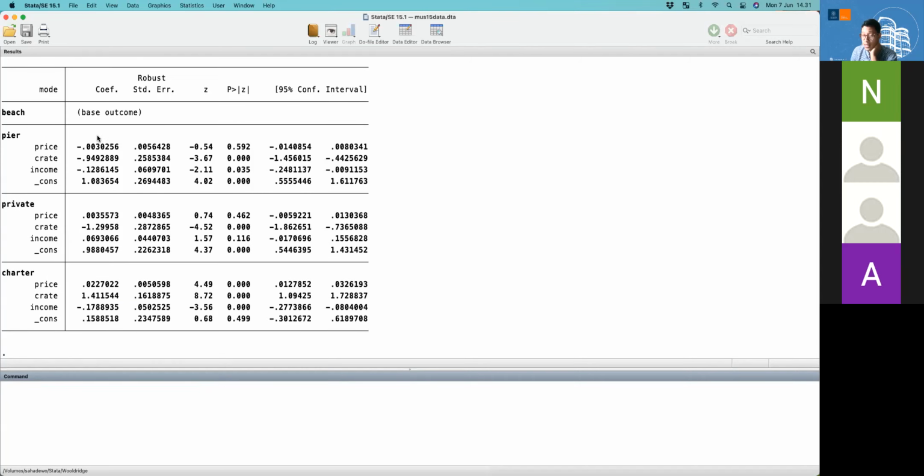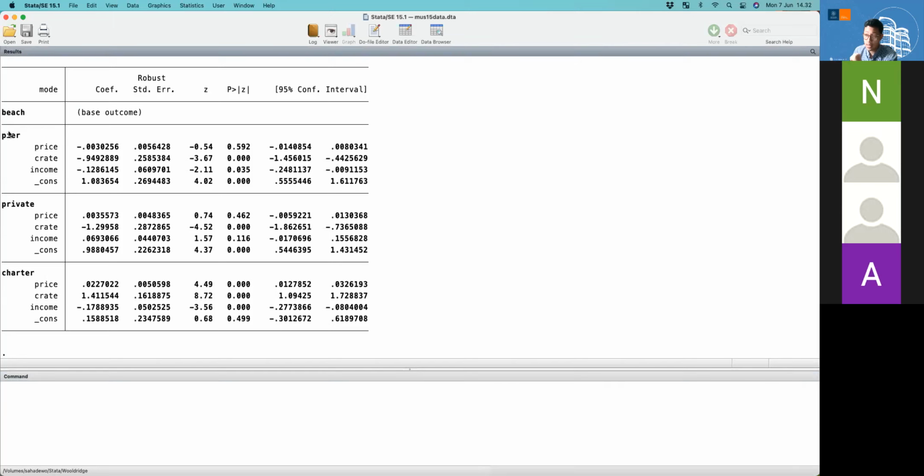So if you look at the regression result, you won't be able to identify the estimation for the beach. Why? Because in a multinomial Logit model, you're just going to estimate M-1 alternatives. Okay, since beach is already the base, whatever estimated coefficient we get for a particular outcome is going to be interpreted relative to the base category.